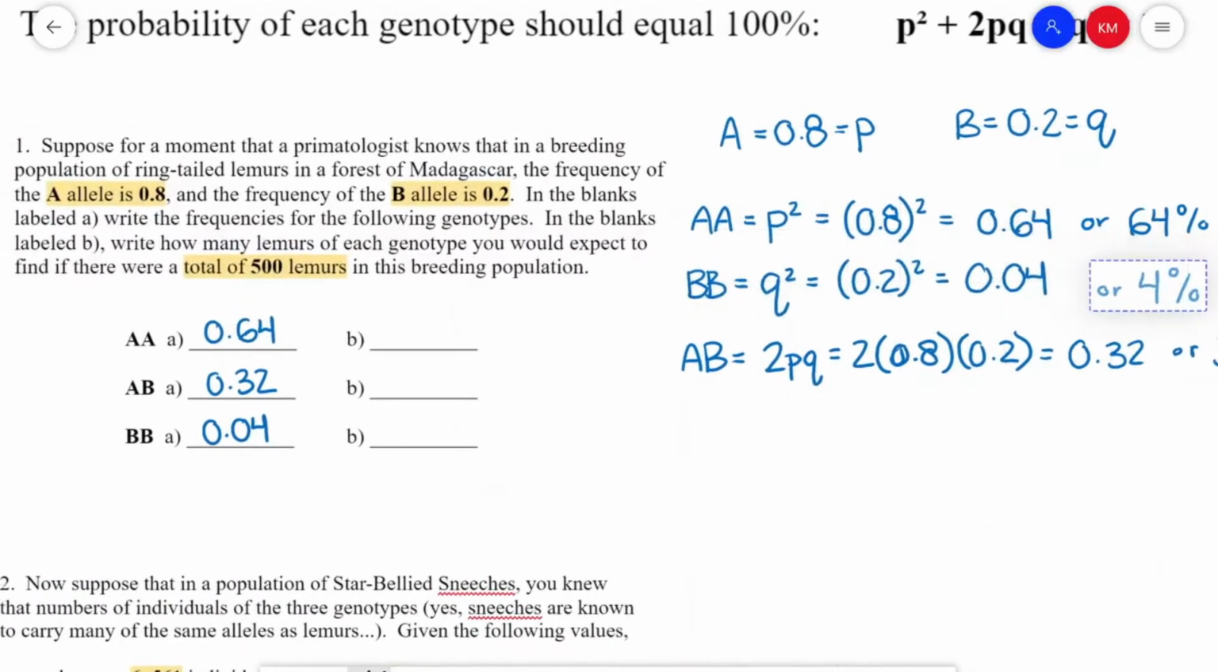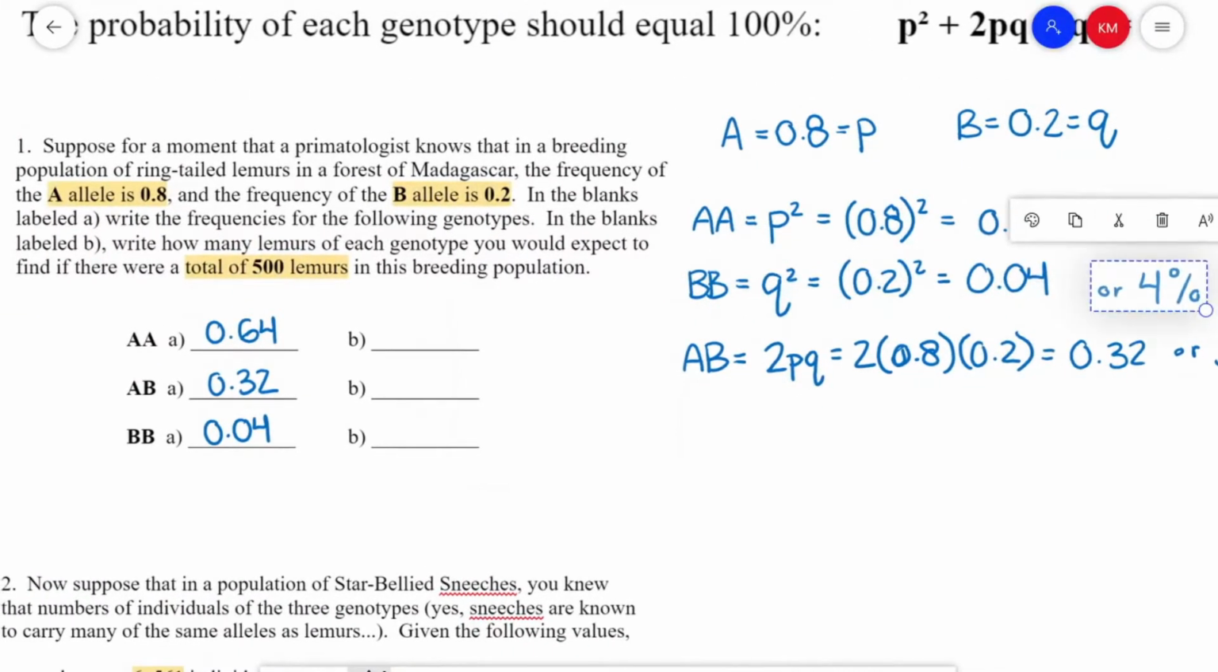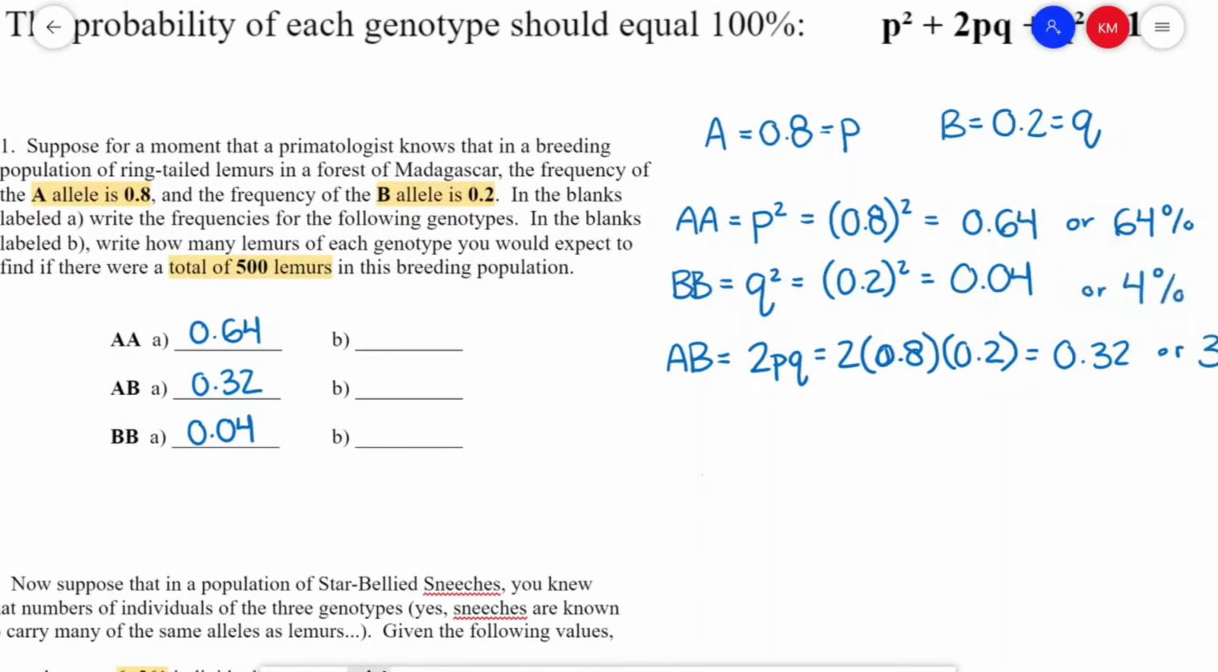Part B says, write how many lemurs of each genotype you would expect if there were a total of 500 lemurs in the population. So just think for a moment, how do you think we would find that number? Well, these are frequencies or probabilities or percentages, right? So if we want to find 64% of the population, we could just multiply the genotype frequency by the population number that's given to us, which is 500.